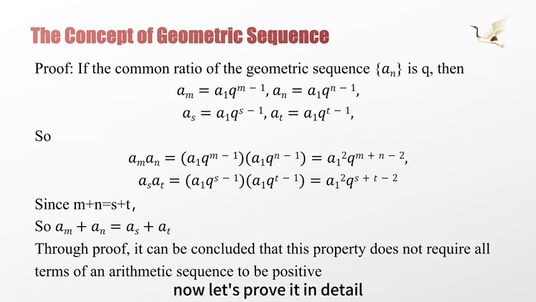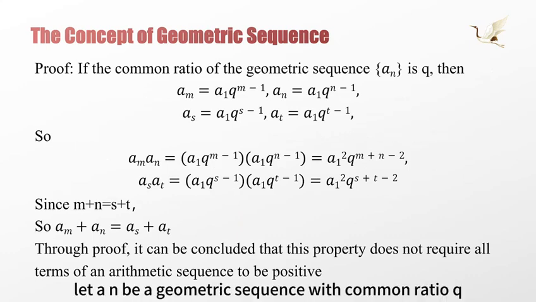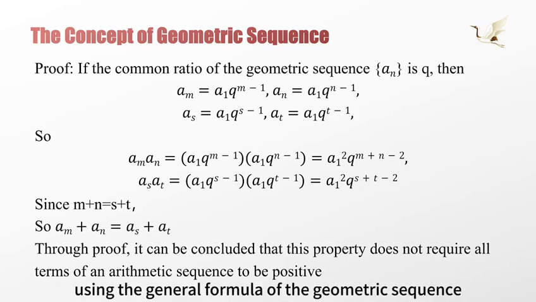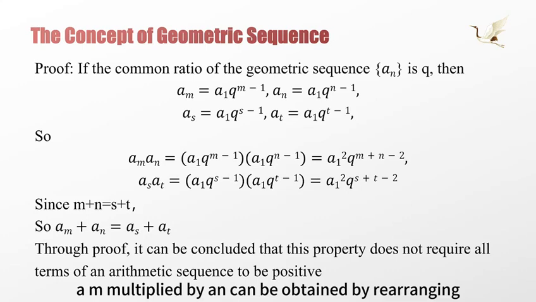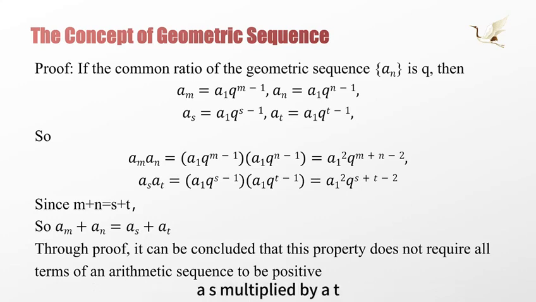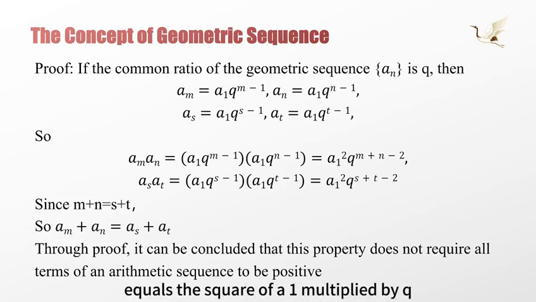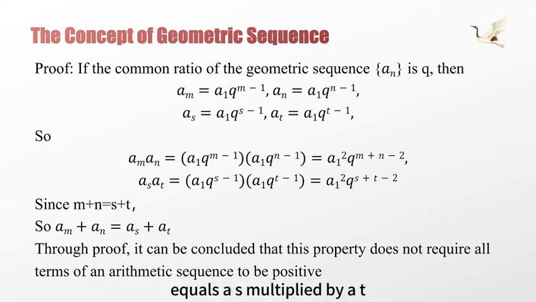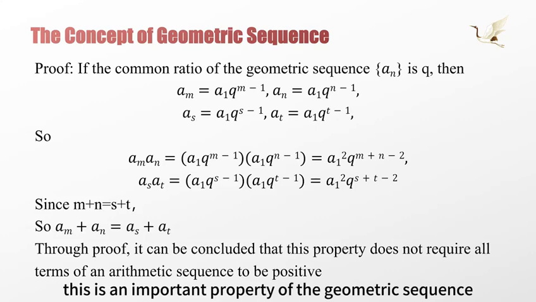Now let's prove it in detail. Let a n be a geometric sequence with common ratio q. We can express a m, a n, a s, and a t in terms of the first term a 1 and common ratio q using the general formula of the geometric sequence. A m multiplied by a n can be obtained by rearranging as equal to a 1 squared multiplied by q raised to the power of m plus n minus 2. Similarly, a s multiplied by a t equals a 1 squared multiplied by q raised to the power of s plus t minus 2. Since the given condition is that m plus n equals s plus t, we can conclude that a m multiplied by a n equals a s multiplied by a t. This is an important property of the geometric sequence.